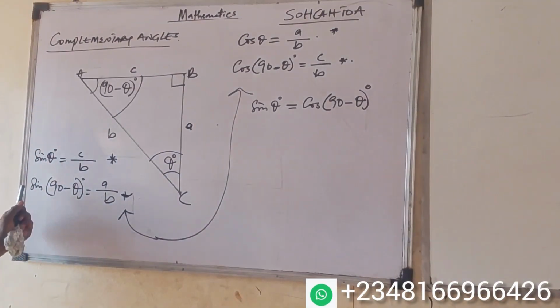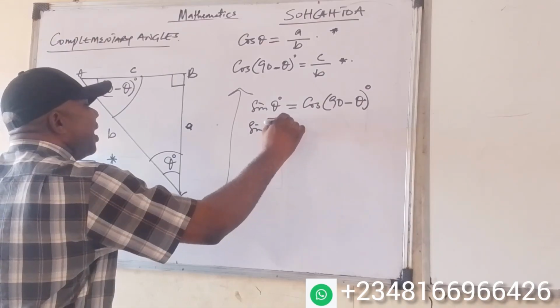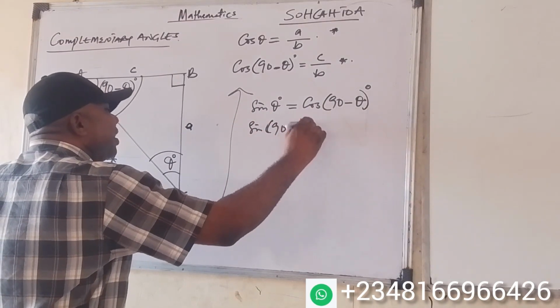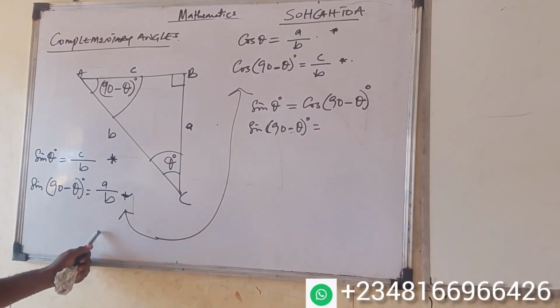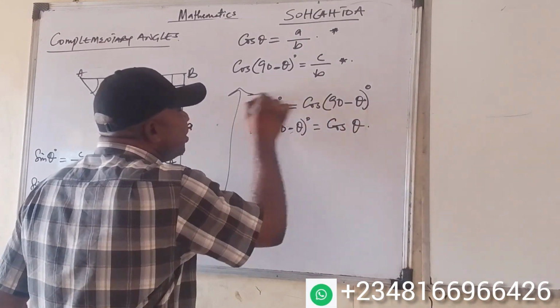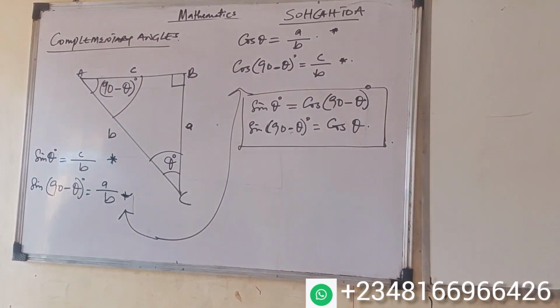Now, let's look at sine 90 minus theta. Sine 90 minus theta is A over B, and that will give us cos theta. Now, this relationship is called the complementary angle relationship.